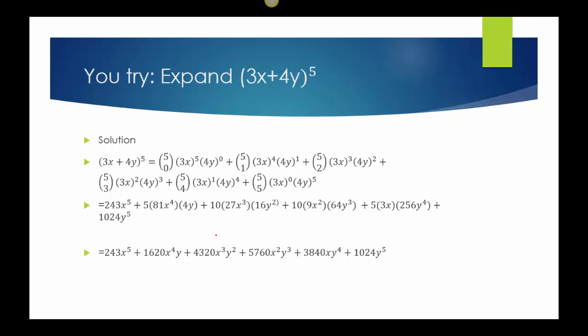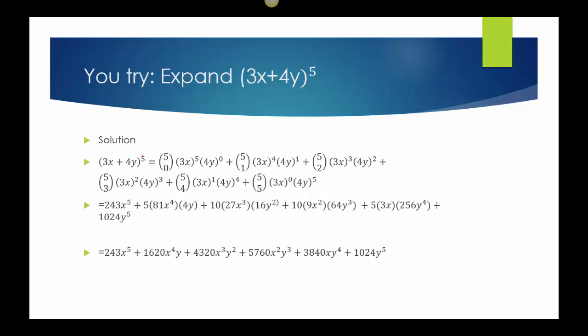So I thought it'd be good if I had you try one. So I want you to try 3x plus 4y to the 5th. Ignore what I wrote on there, kind of pause this for a minute. Try to work this out, see if you're getting it, because that's always so important, is for you to be able to do it yourself. And then when you're ready, come back and check your work against mine.